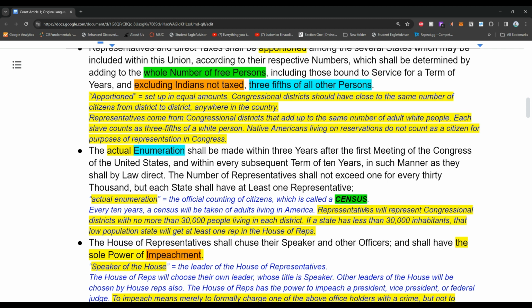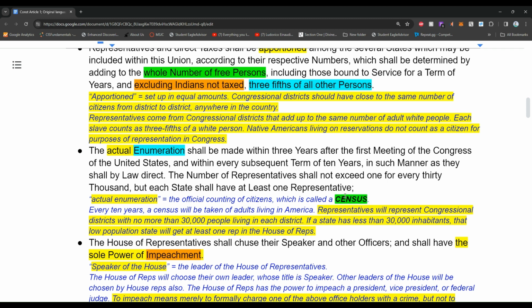And in our modern society, that's called a census. And so government workers go out and they try to make sure that they count every citizen within a district or within a state. And then they add up all those numbers and they see how many citizens there are in each state. Okay. So the word census is in the green highlight there, but that word does not come up within the Constitution itself. It's just the situation is described.